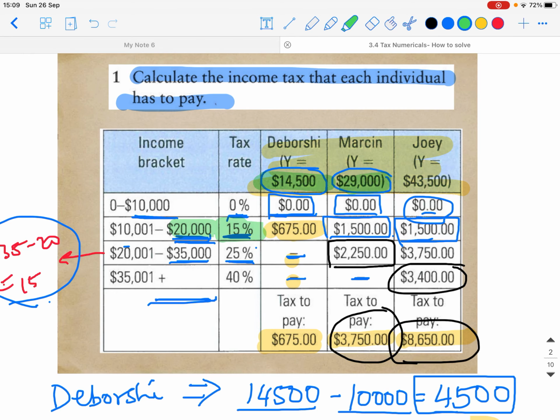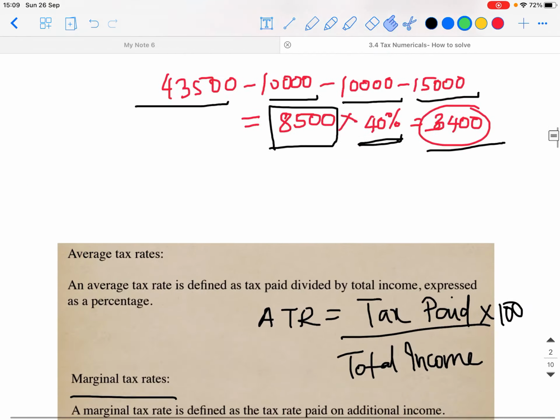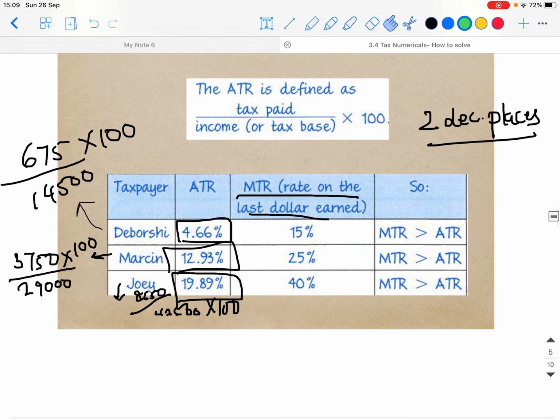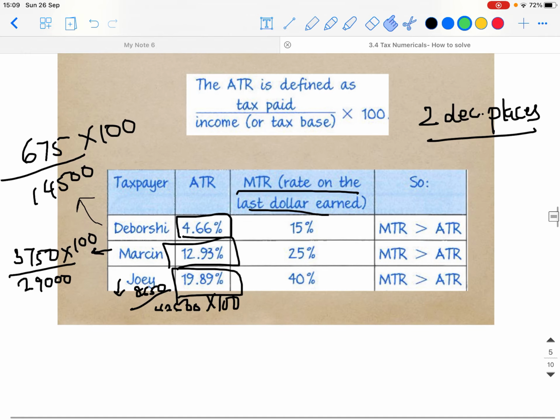Marcin came under 29,000, which means he came under this slab. So his MTR is 25%. Deborshi's MTR is 15%, Marston's is 25%, and Joey's is 40%, right? So these are their marginal tax rates, which is the last tax slab they came under. The remaining income came under which slab? So we can see that in all cases, the marginal tax rate is greater than the average tax rate.